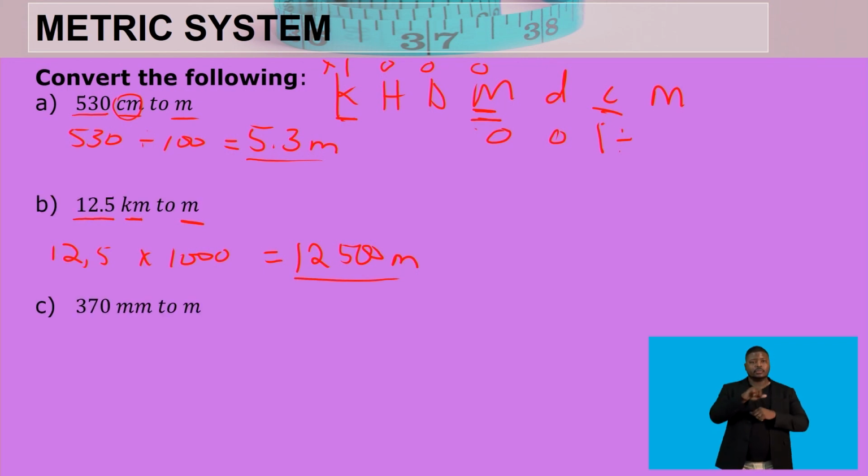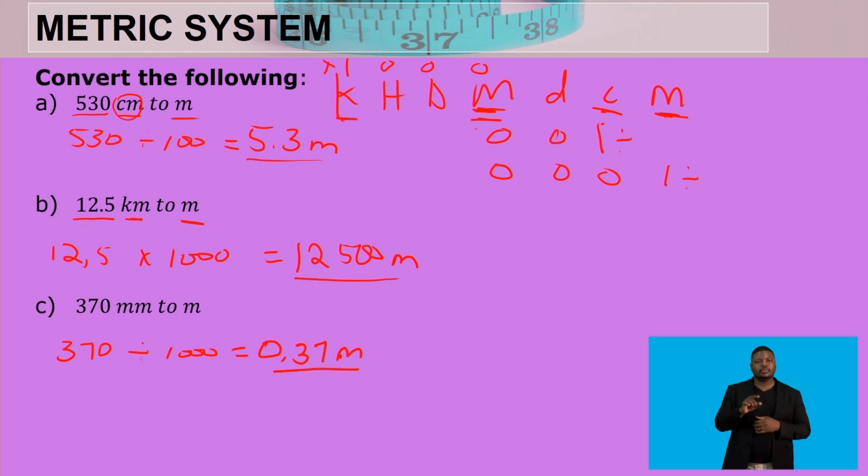Then we go to the next question, 370 millimeters to meters. From millimeter to meter, it's from small to big. So we put a 1 and zeros under each and every unit up until where we're going to. So it means we divide by 1,000. So we're going to say 370 divided by 1,000, which gives us, take your calculator, let's do it. 370 divided by 1,000 gives us 0.37 meters. So it means 370 millimeters can be expressed in meters as 0.37 meters.